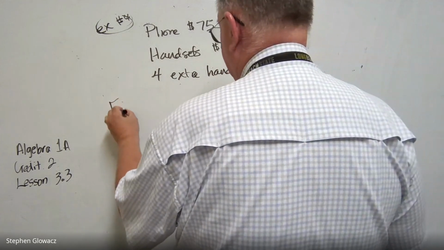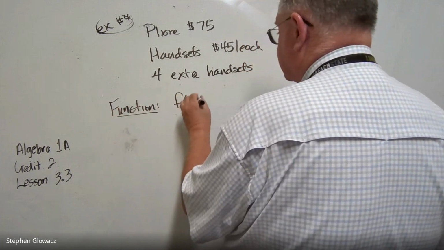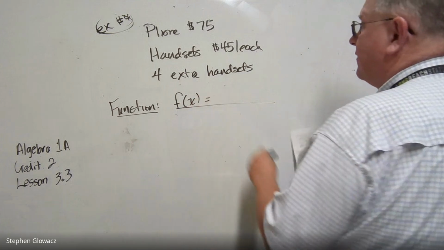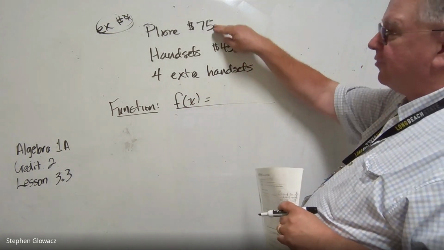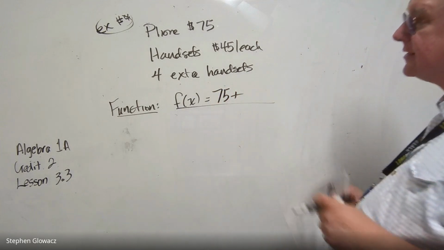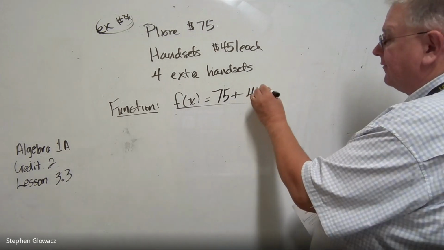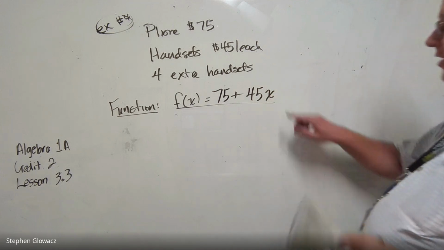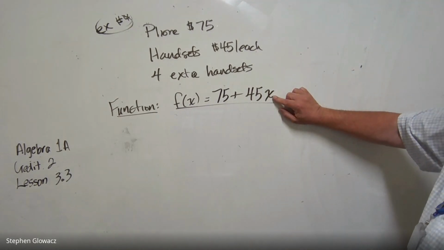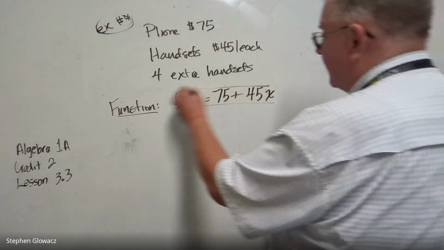So first of all, writing our function, we'll start with our f of x. And just like we put the cost of the drone first, we have $75 for the cost of the phone plus $45 for each extra handset. So $45 times the number of handsets we purchase, x representing how many handsets we're going to purchase. So that is our function.